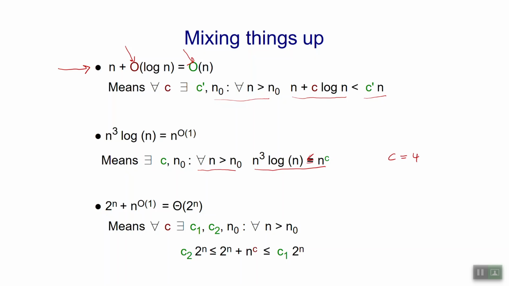And you will also see things like 2 to the n plus n to the big O of 1 is equal to theta of 2 to the n. What does this thing mean? It means that no matter which constant c you put for the big O of 1, you can find two constants c1 and c2 for the definition of theta, such that the quantity 2 to the n plus n to the c is sandwiched between c1 times 2 to the n and c2 times 2 to the n.